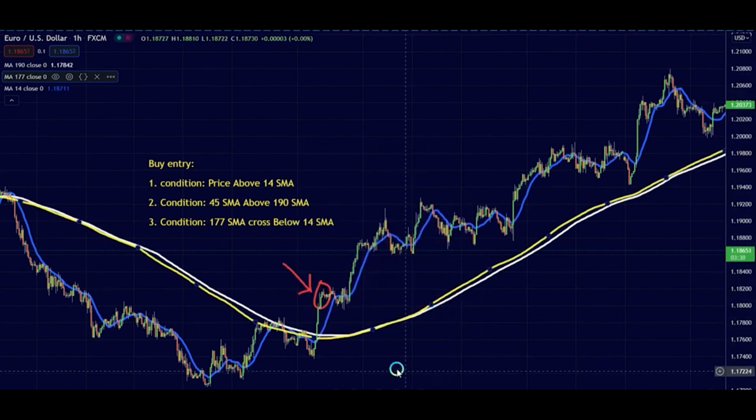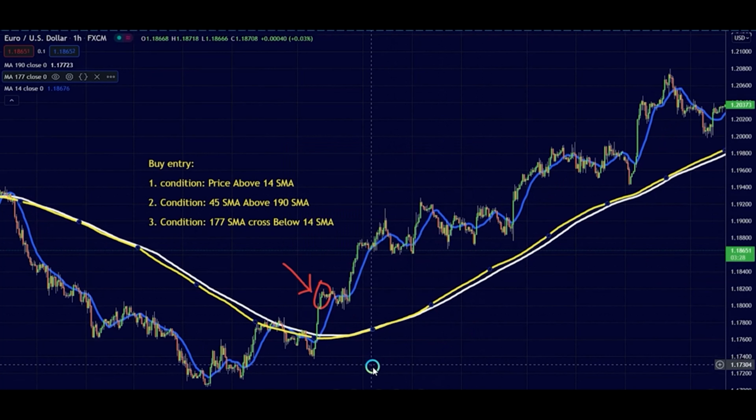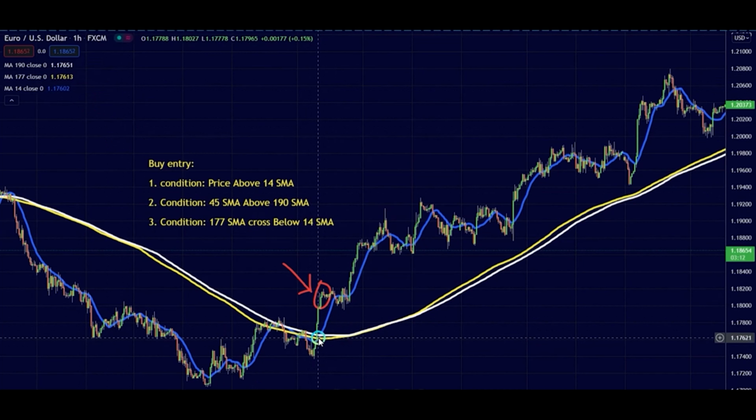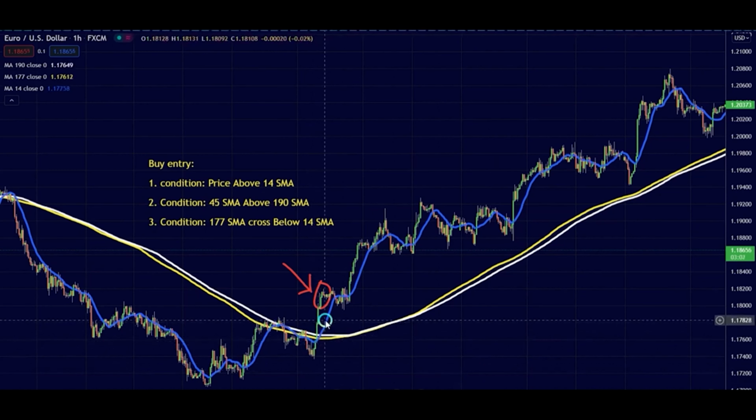So basically it is when the 177 cross is below the blue line, which is the 14 period, and as you see, here is the yellow line, and it just happened. So in other words, the 14 period moving average crossed above the 177 moving average, and it just happened.